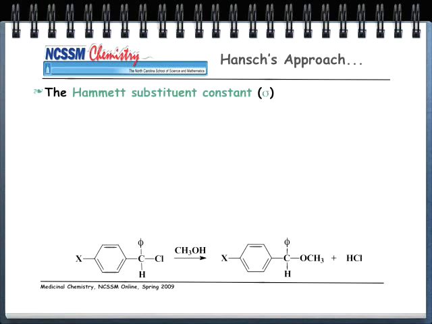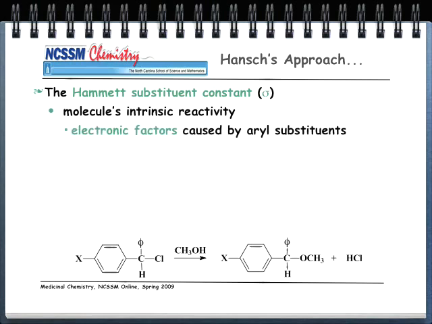Okay, Hansch's approach was a little different. He did use some of the additivity methods, but he came up with what's called a substituent constant represented by the Greek symbol sigma, seen in the parentheses there. And basically, this is a measure of the molecule's intrinsic reactivity. And what he was particularly interested in were the electronic factors.